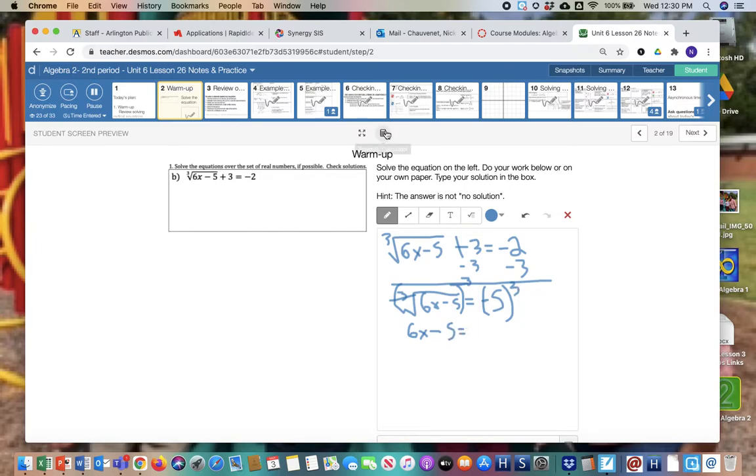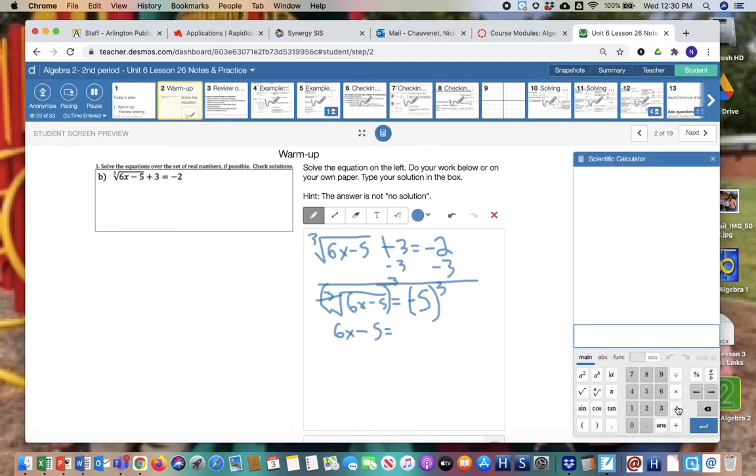Feel free to use your calculator here if you need to, like say you weren't sure about that and want to double check yourself. Type in your negative 5, use this button to get that exponent, and then to the third, you get negative 125. Obviously, if you can just do it mentally, then even better. All right, from here we need to cancel and solve. So I'm going to add 5 to both sides. Once I do that, I'm going to get 6x equals negative 120.